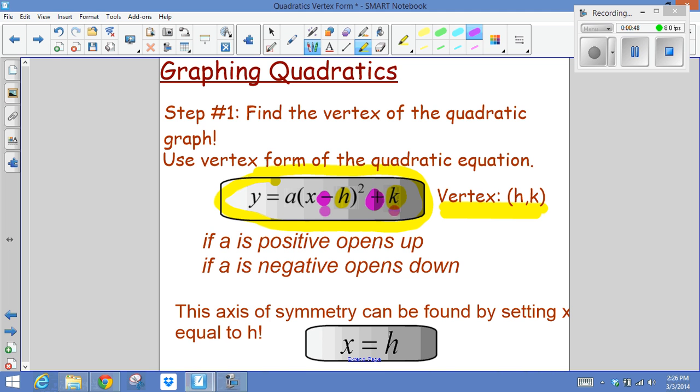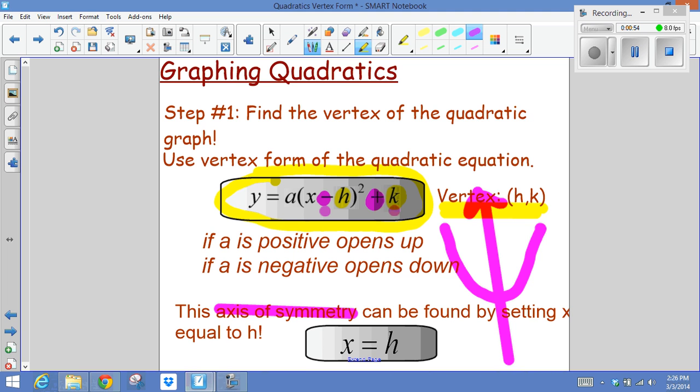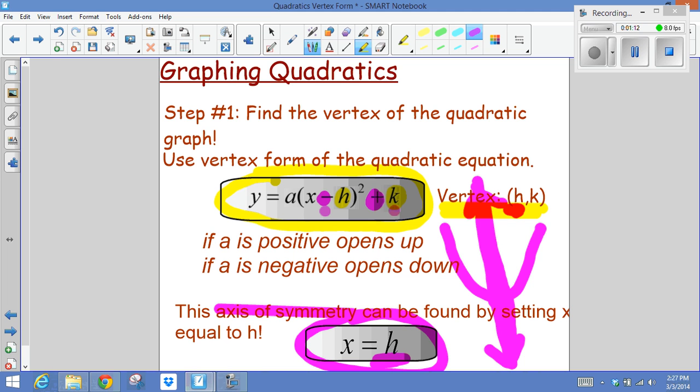Now, the axis of symmetry. Remember, the axis of symmetry is the line that goes right through the middle of the vertex of a parabola, where one side is reflected over the axis of symmetry, so it looks the same on both sides. That equation looks like this, x equals. Because it is a vertical line, it's always going to be x equals something, and it's always the x value of the vertex. So it is x equals h.